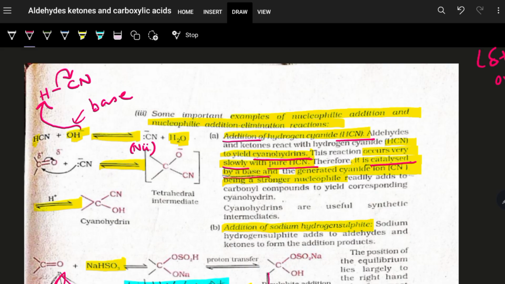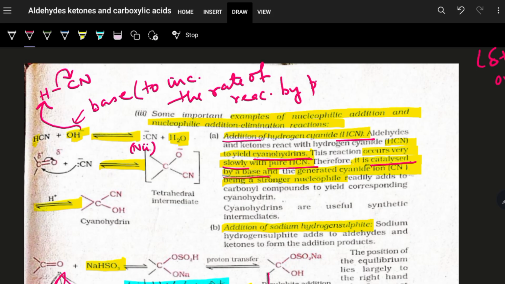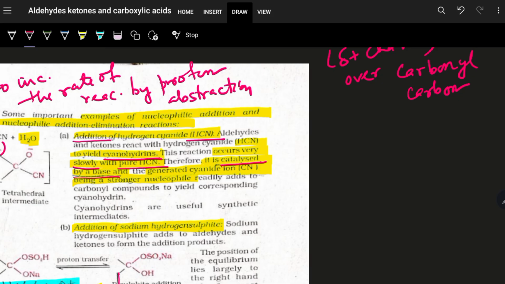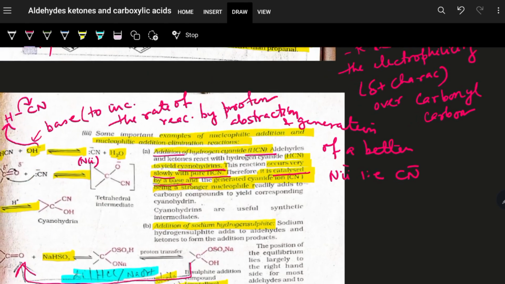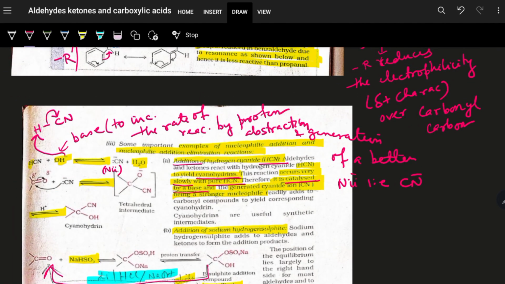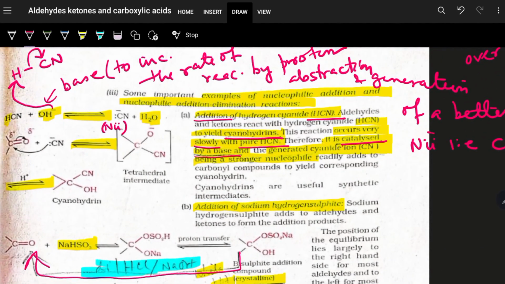So the role of the base is to increase the rate of reaction by proton abstraction, and you can add on by saying and generation of a better nucleophile that is CN minus. That gives a complete answer or complete reason why a base facilitates the reaction.